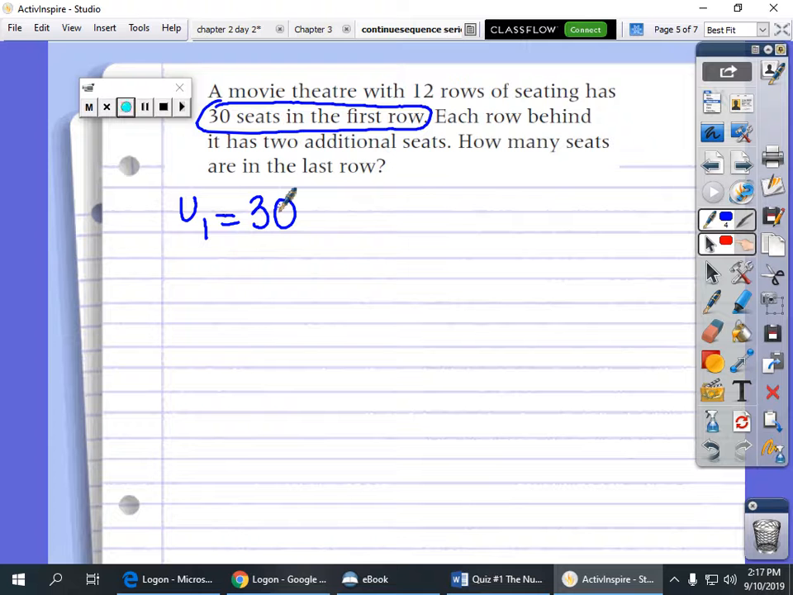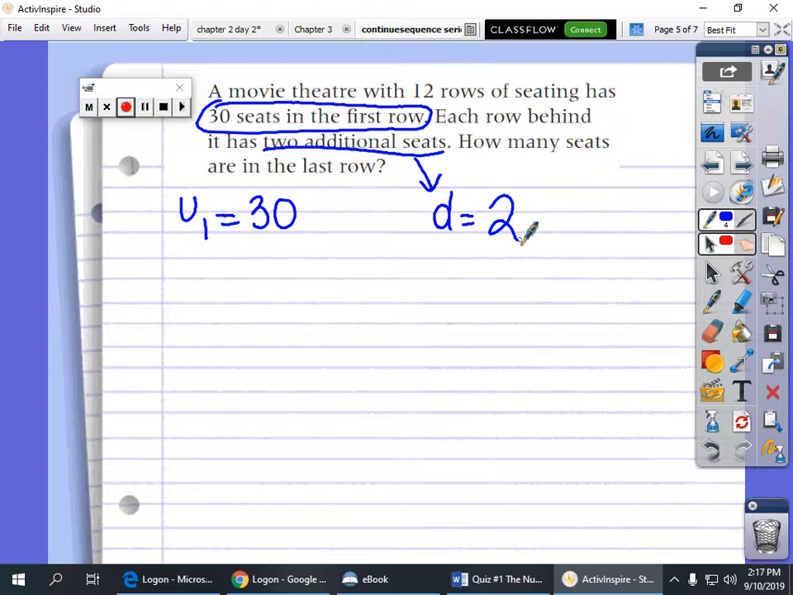If they had said the fifth row had 120 seats, what would I have written? U sub 5 equals 120. So that's why you need to know the symbols, okay? Each row behind it has 2 additional seats. Well, why do I care about that? It adds 2. So that's my difference, my pattern, my D. So my D is 2, and it's a positive 2, so I'm not going to write anything in front of it, okay?